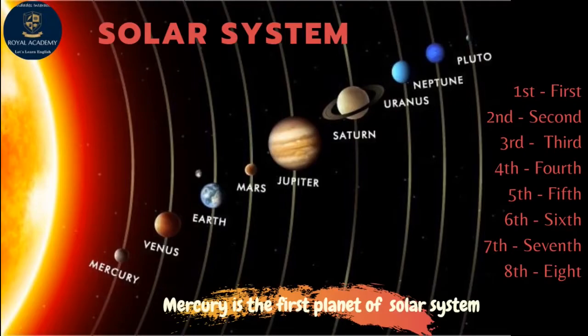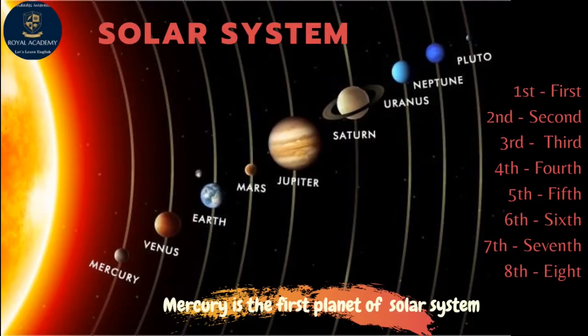Okay, we're going to start with first, second, third, fourth, fifth, sixth, seventh. Uranus. Uranus is the 7th planet of the solar system. Very good, students. Okay, es que para poder decir el orden de los planetas necesitamos los números ordinales. Okay, very good.